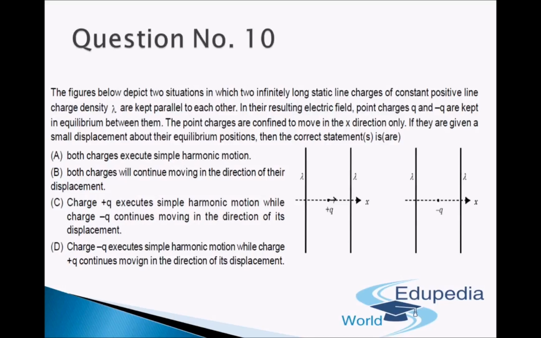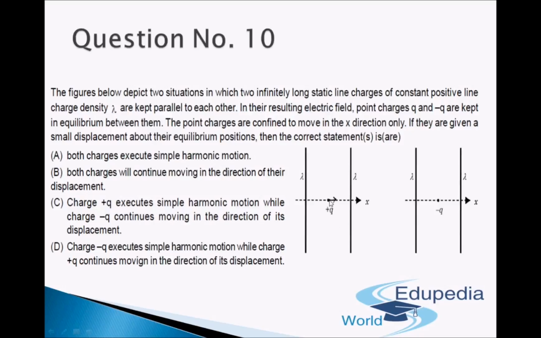So we are given two situations, and we are basically asked that if these two particles are displaced, what is happening? So this is a question of stable versus unstable equilibrium. We know that the electric field given by a linear charge is 2k lambda by r, or lambda by 2 pi r epsilon naught. The important thing is it is inversely proportional to r. That means as you go away from a uniform line charge, the electric field decreases, and as you go towards a uniform line charge, the electric field increases.